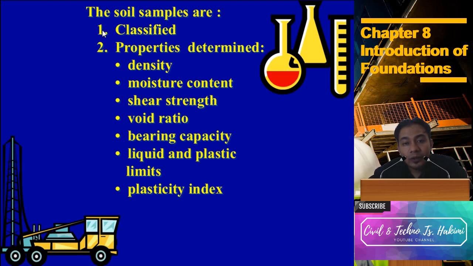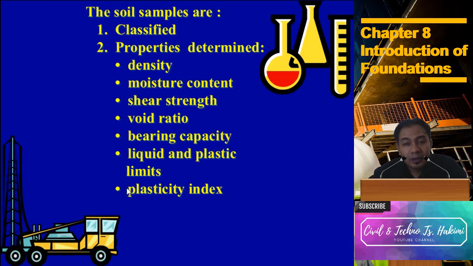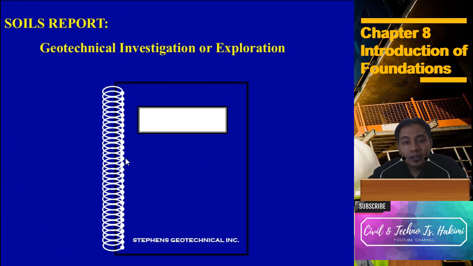Okay, this is the soil sample. First, when we get the soil sample, we need to classify the soil, whether it is a good or bad material. And then second is properties determination, like density, moisture content, shear strength, void ratio, bearing capacity, liquid and plastic limit, and also plasticity index. These are basic parameters that are compulsory to know to come up with a good design of the foundation. Okay, this is geotechnical investigation or exploration.